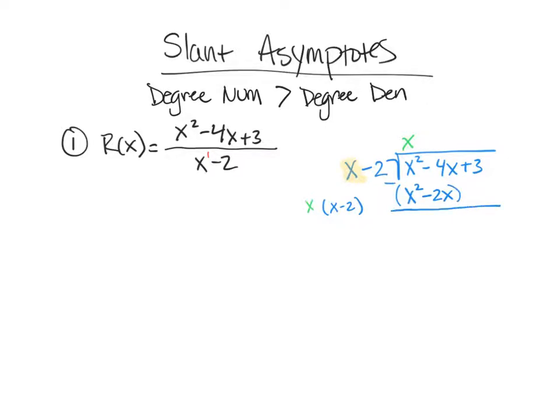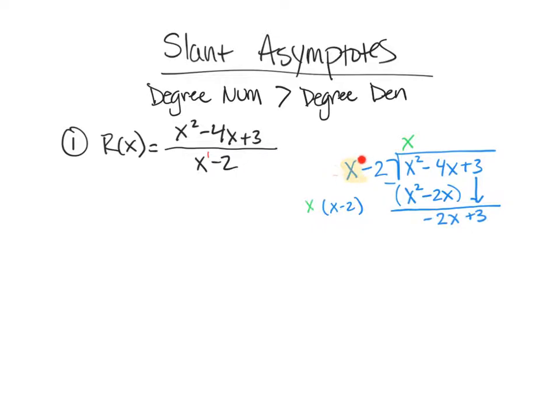I know I've done this correctly if my first term cancels out. So x squared minus x squared, yes, it cancels out. We've done this correctly, so let's move on to the next piece. Negative 4x minus a negative 2x is like adding a 2x, so that gives us a negative 2x. We bring down the next term, plus 3, and then we'll start again.